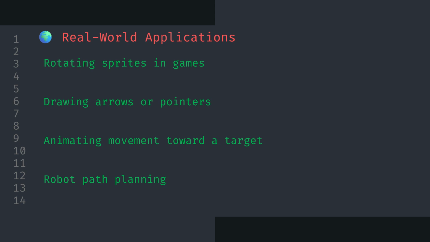This angle calculation is key in many game and graphic applications. You can use it to rotate objects, aim projectiles, or guide movement paths. It is also super useful in robotics and UI work. Now, let's wrap up with a quick recap.